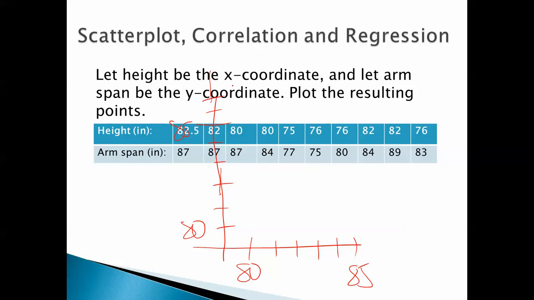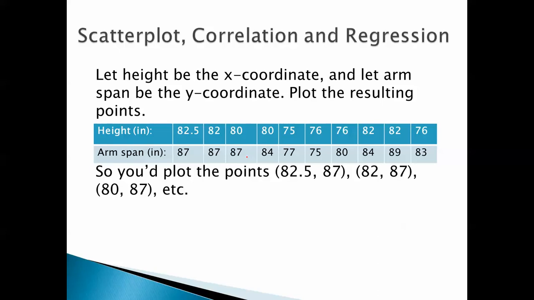So for example, that first point, 82.5, 87, is going to be right there. The second point, the x-coordinate is 82, that's the height, and the y-coordinate is 87, that's the arm span. So 82, 87 would be about there. Next one, height is 80, arm span is 87, so that'd be about over there. Next one, the height is 80 and the arm span is 84. So the point 80, 84 would be about over there. Okay, so this is what a scatter plot looks like. You'd plot the points 82.5, 87, 82, 87, 80, 87, etc.